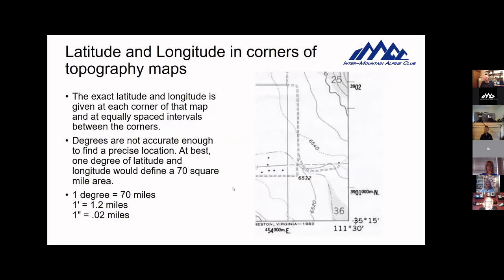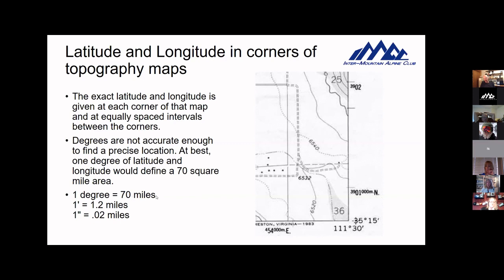Okay, latitude, longitude are in the corners of each topo map. The exact latitude, longitude is given at each corner of the map and spaced intervals between the corners. Degrees are not accurate enough to find a precise location. At best, 1 degree of latitude and longitude will define a 70 square mile area. Okay, this is 35 degrees, 15 minutes. It's based on a clock. 15 minutes, and then it'll go to 29 seconds. Okay, 35 degrees. This way is latitude. This way is longitude, just like this.